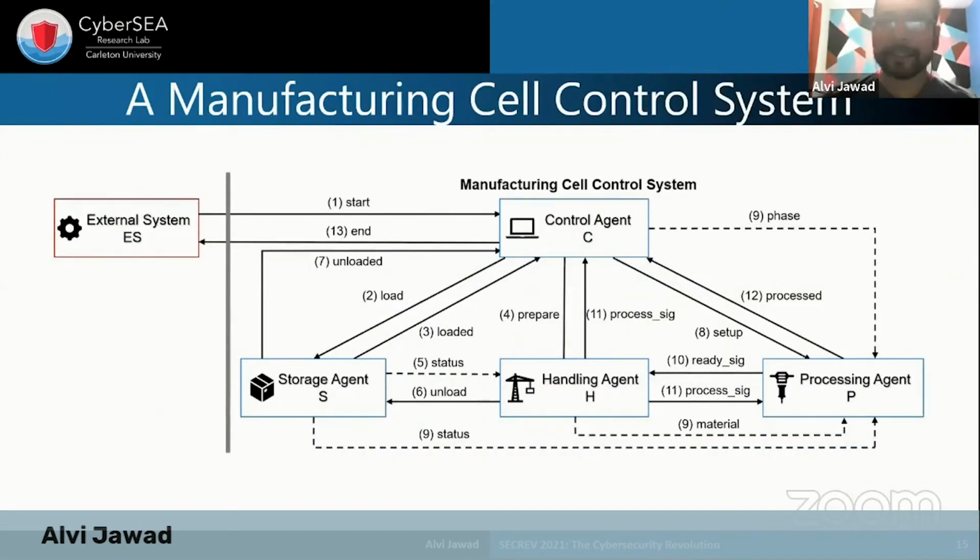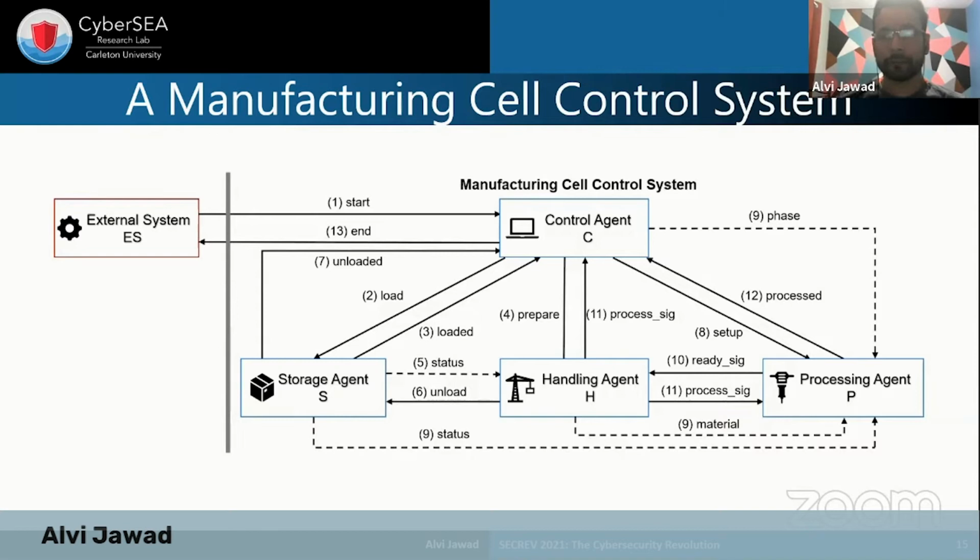So here we have a simple example of a manufacturing cell control system. So you can think of it as part of an assembly line of a very big manufacturing system that sort of does only one thing. So it can be focused on doing, for example, only drilling, only molding, only shaping the material. So it can only do one thing.